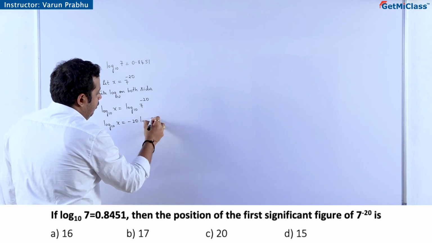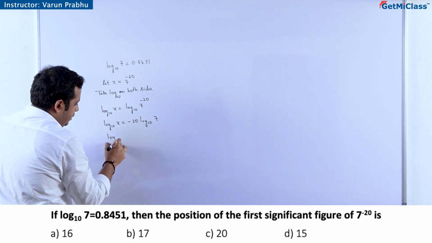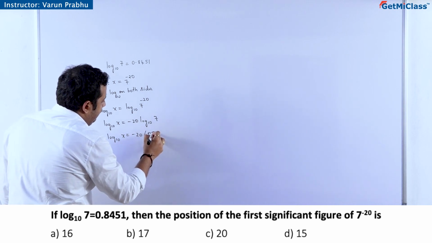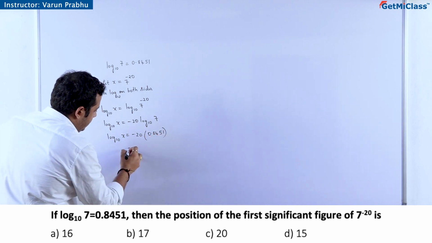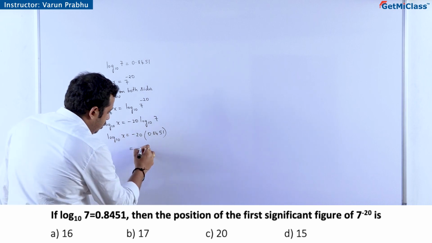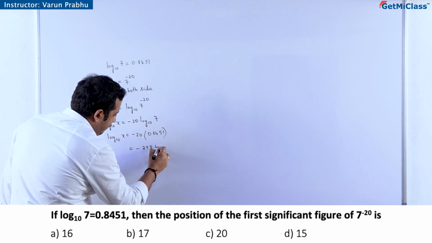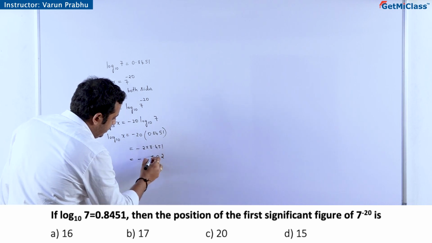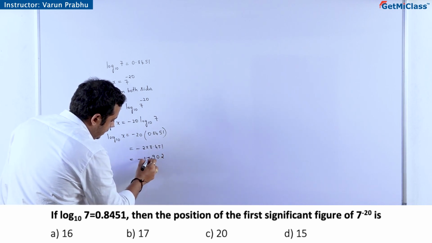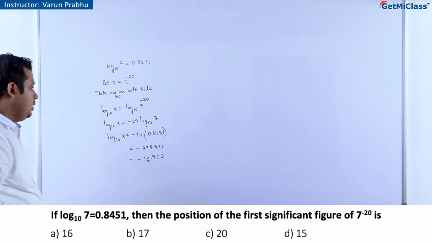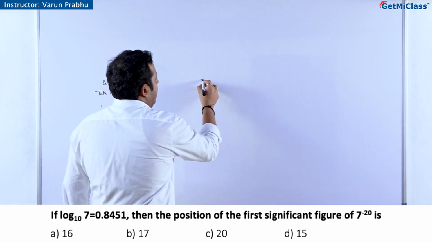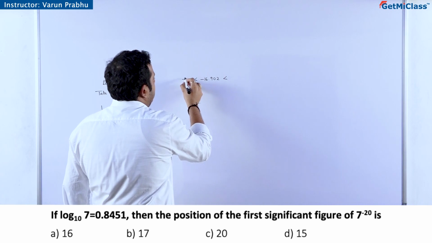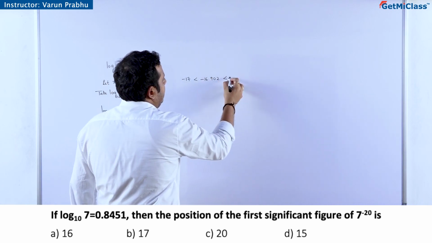So log to the base 10 of x is equal to minus 20 into 0.8451. So your answer to the question will be minus 2 into 8.451. So minus 2 1s are 2, 2 5s are 10, 2 4s are 8, 1 9, 2 8s are 16. So minus 16.902.